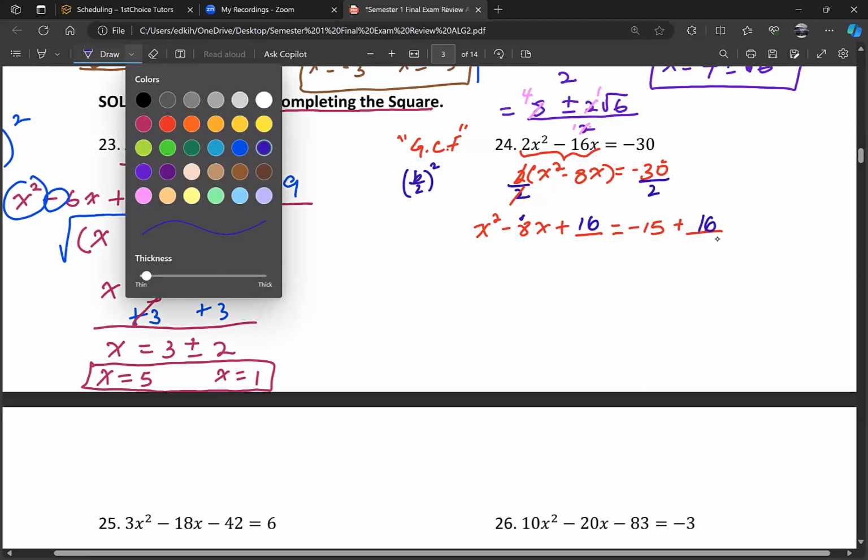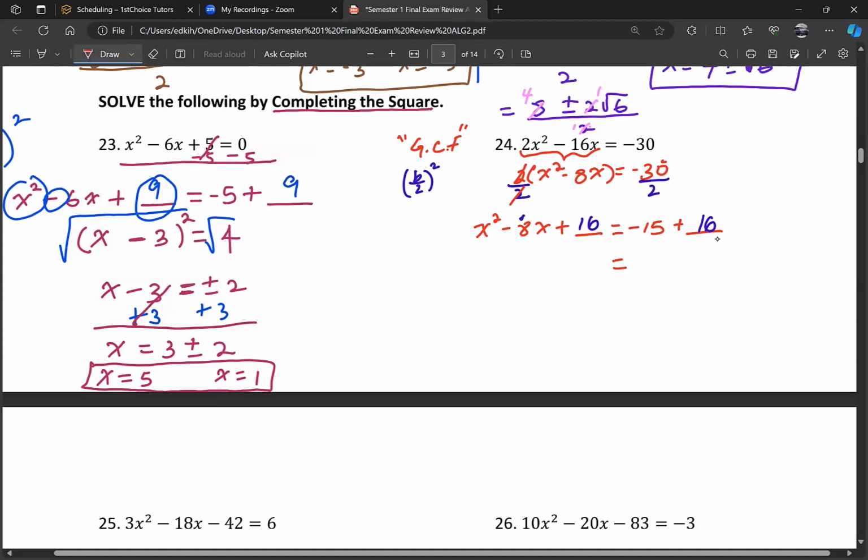We're just going to continue working this out. The right side, again, is easy. It's negative 15 plus 16. That's just going to be a 1. On the left side, remember what we said: these are always factoring neatly. So you can always set up a parenthesis squared. You always copy the first sign. So this time it's a negative, so it's going to be a minus in here.